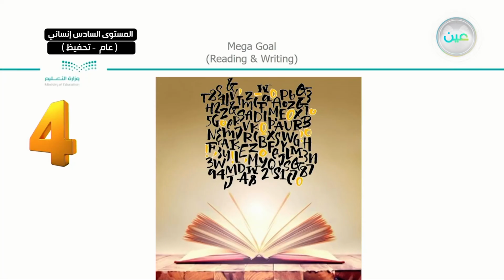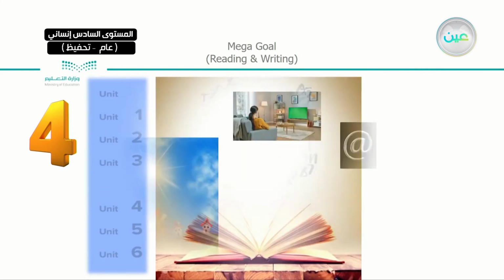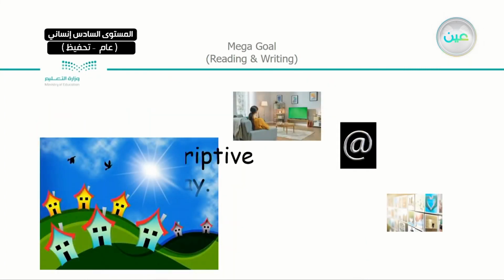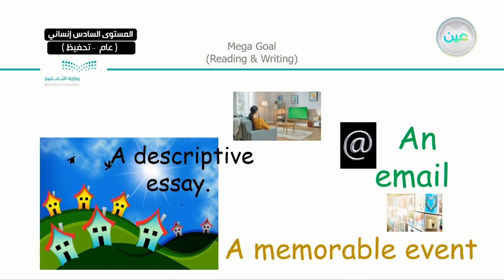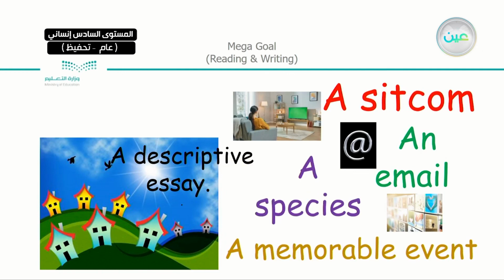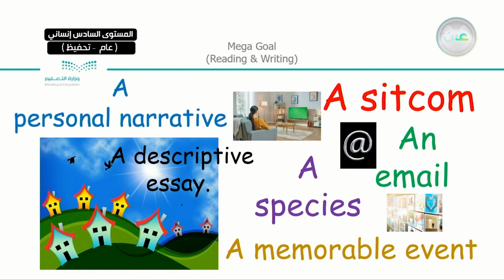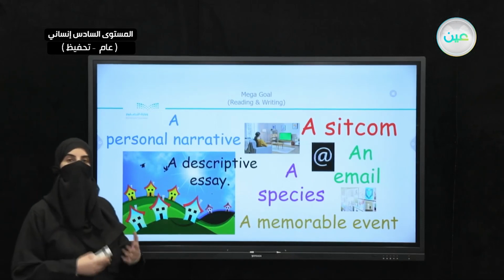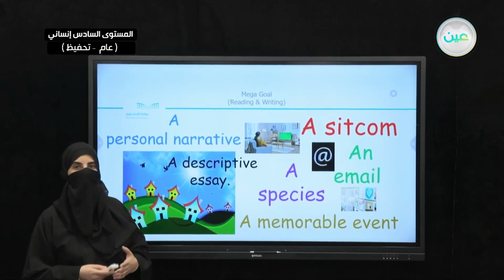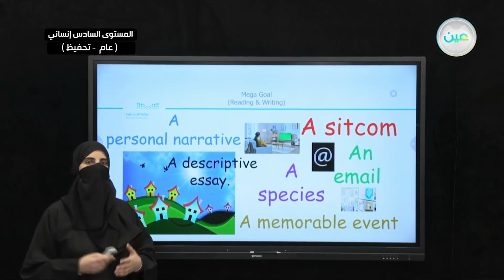We have here a lot of what you did in Mega Goal 4. We have a lot of topics that you wrote about. Now you can see that you wrote a descriptive essay. You wrote an email. We also have a memorable event, if you remember, a sitcom, something about species, and a personal narrative. So these were topics that were mentioned in Mega Goal 4, and they were done before. Now we have a lot of new interesting topics in Mega Goal 5 that we're going to start, inshallah, and you will be successful.